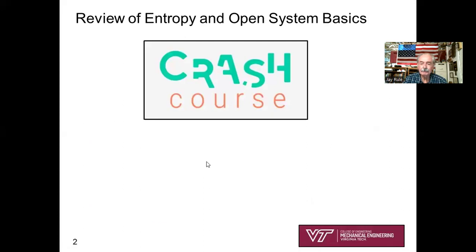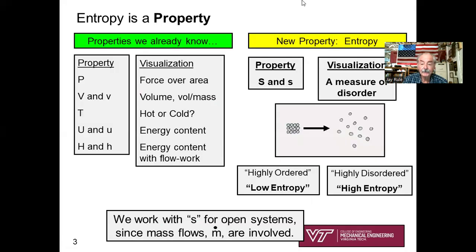So let's look a little bit back. Let's do a crash course to be sure everybody is up to speed on the fundamentals. So let's remember that entropy is a property. Okay. And so there's a property called entropy. It's a measure of disorder. So the higher the numerical value for entropy, the more disordered the substance is.